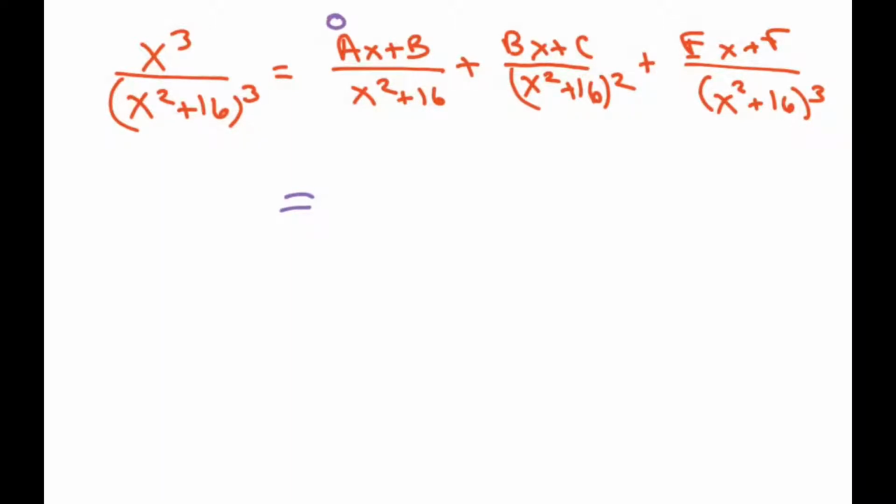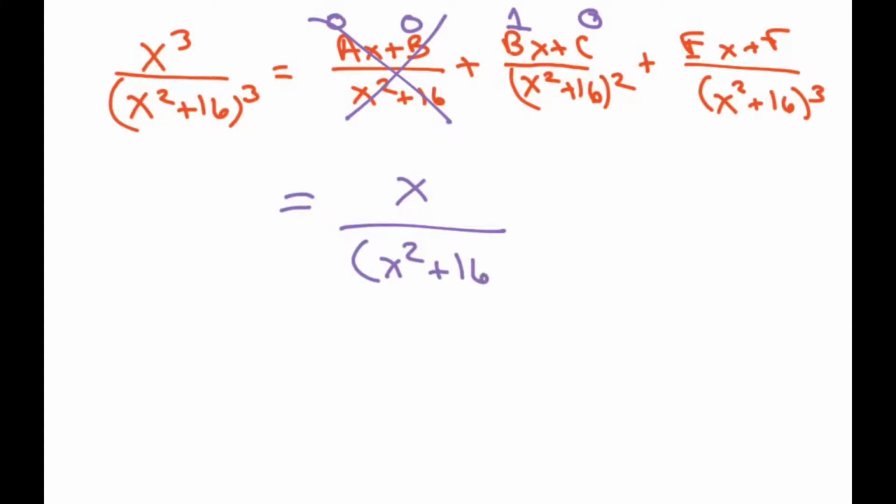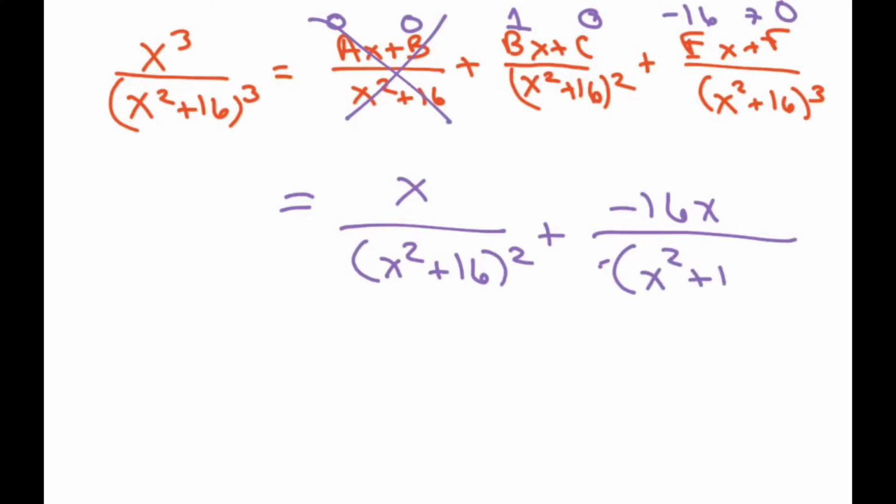My a was 0 and my b was 0, so 0 or anything, that just is going to go away. My b was 1 and my c was 0, so we're just going to have 1 x. 1 times x is just x. So we're going to have x over (x squared plus 16) squared plus my e was negative 16 and my f was 0. So you're going to get negative 16x plus 0. We don't need to put the plus 0. And that's going to be over (x squared plus 16) cubed.